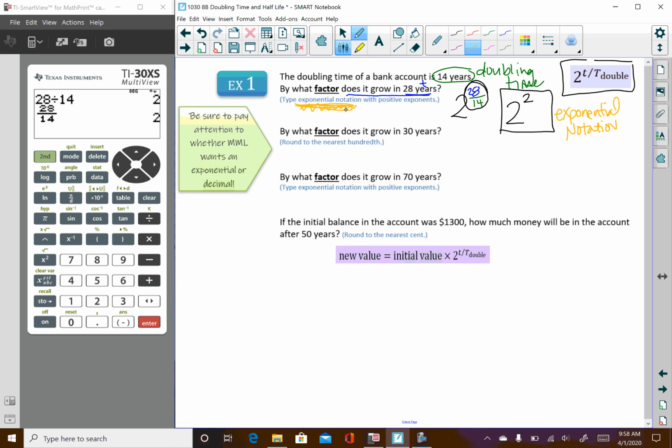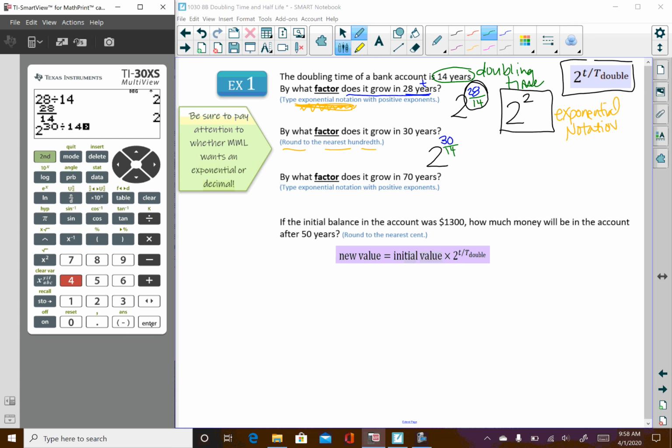Okay, so for the next one, I do want you to round to the nearest hundredth. We're going to kind of switch back and forth so that you're used to hopefully just watching for what MyMathLab asks for. So by what factor does it grow in 30 years? Well, that would be 2 to the power of 30 divided by 14. And in this one, because we are getting a decimal answer, I can just go ahead and type that in. I like to use the division button for my powers.